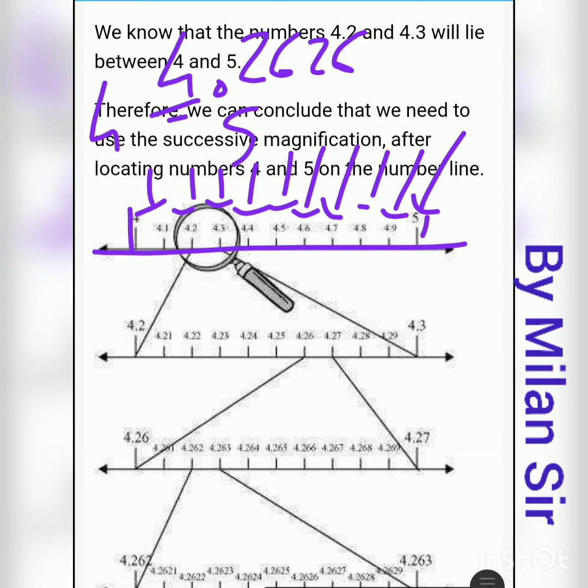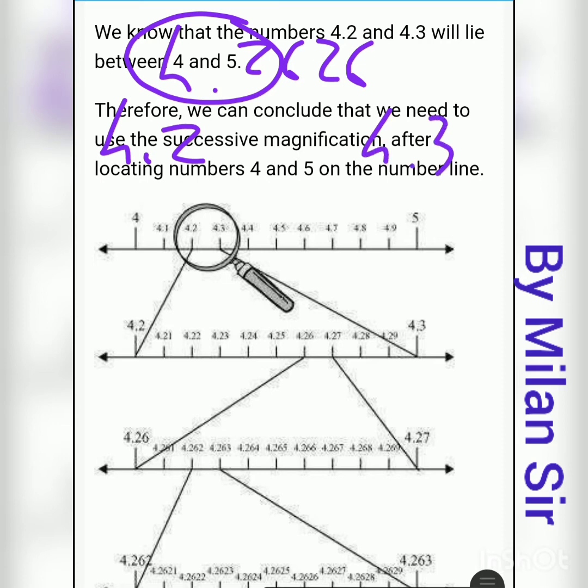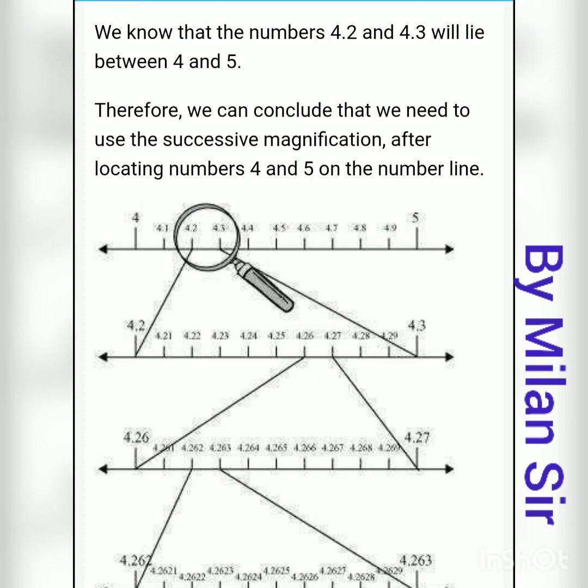So first we check our first digit. It is 4, so this number lies between 4 and 5. Now we need to move forward. After that we have 4.2, so 4.2 something, which lies between 4.2 and 4.3. Right? So we need to zoom into this part, 4.2 and 4.3, and we get more decimal numbers in between.